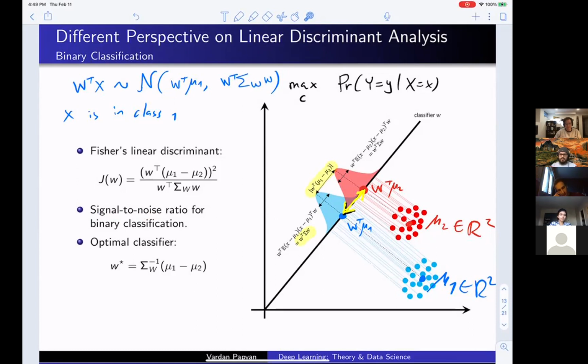Now, one can show that if you optimize this quantity, then the optimal classifier has this form, right? Do you recognize this form? Have you seen this form ever before in your life? Maybe today. So this form is the classifier that we've seen for linear discriminant analysis.